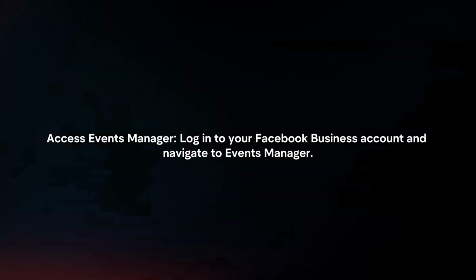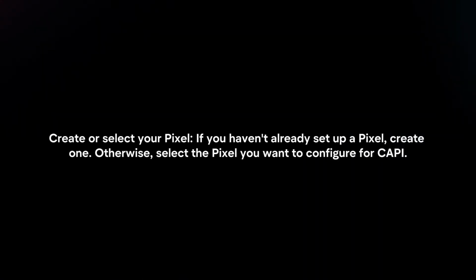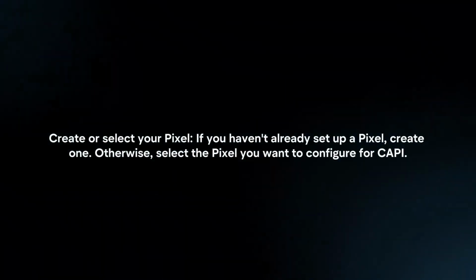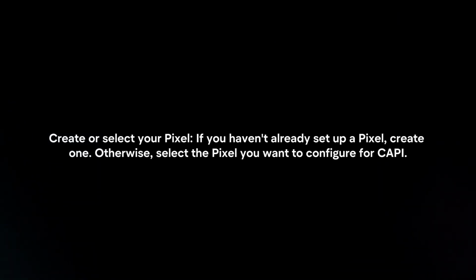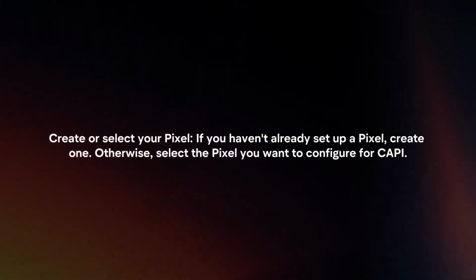Access Events Manager. Log into your Facebook business account and navigate to Events Manager. Create or select your pixel. If you haven't already set up a pixel, create one. Otherwise, select the pixel you want to configure for Conversion API.